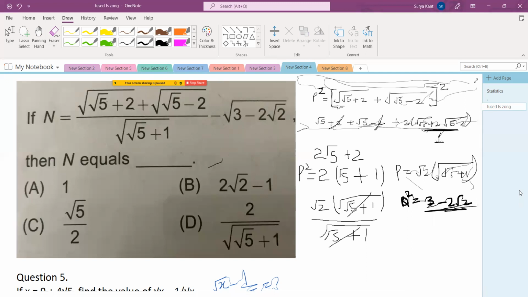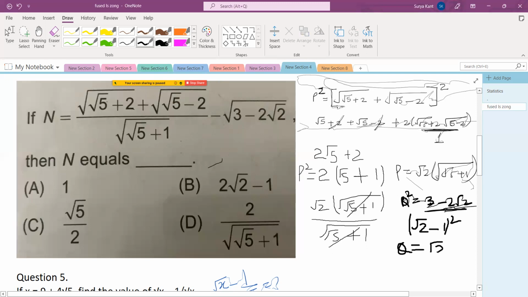3 minus 2 root 2, we can write it as root 2 minus 1 whole square, right, Nihar? Yes, sir. So this one is nothing but root 2 minus 1 whole square. This you can write as whole square. So this is B square. If you want to write only B or only Q, it's root 2 minus 1.